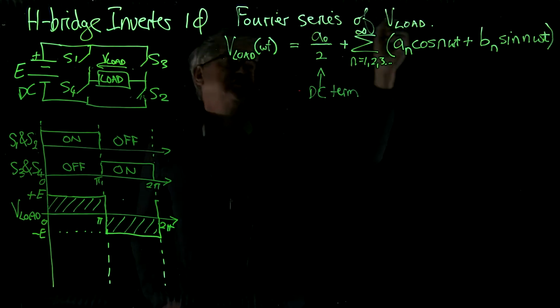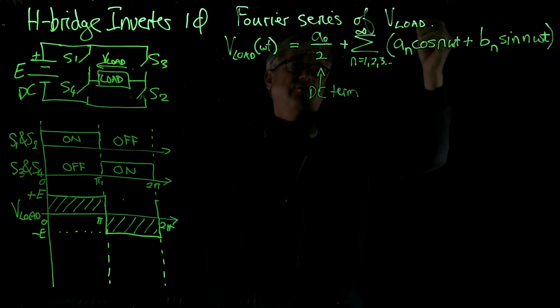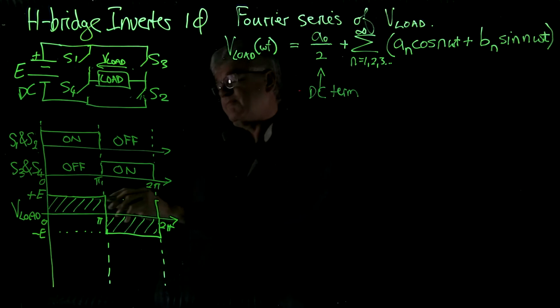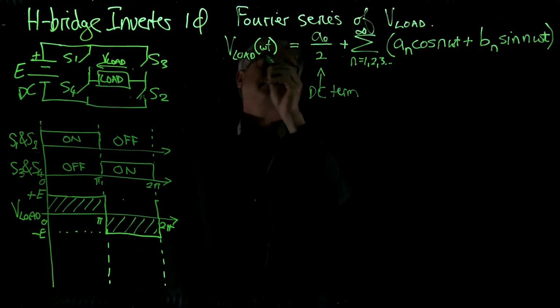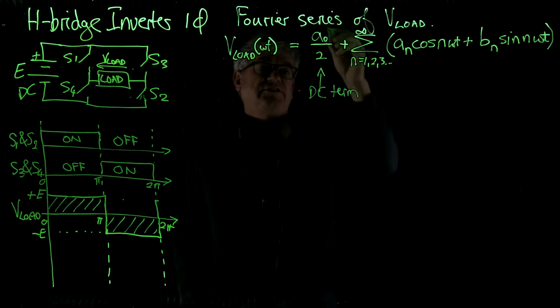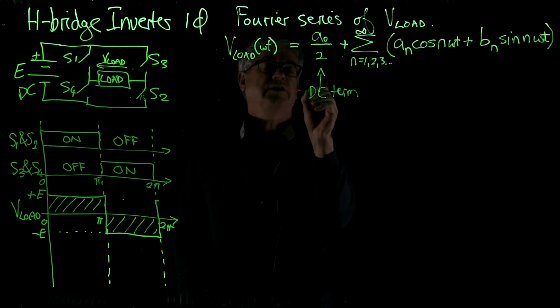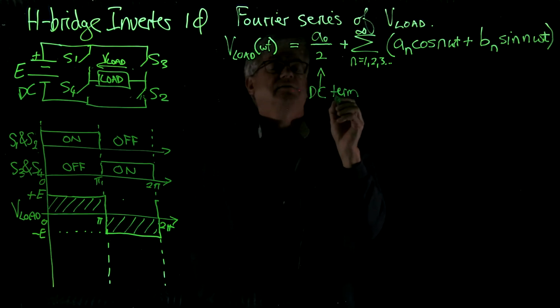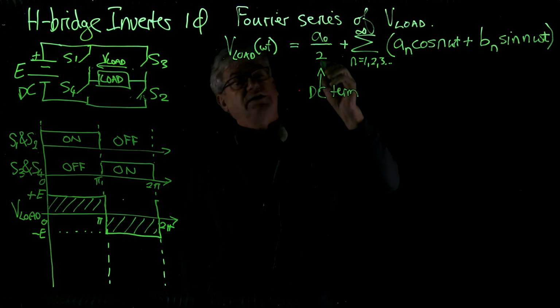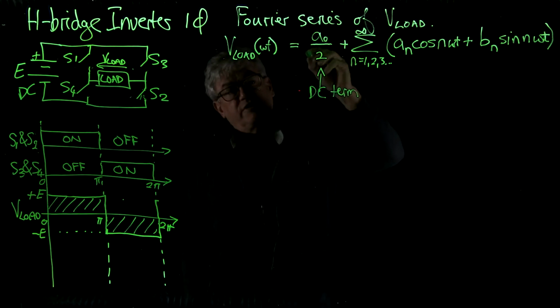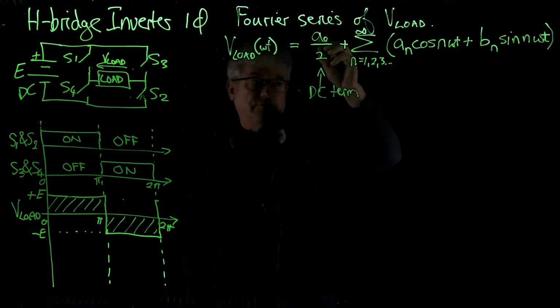Going to the Fourier series of the load to determine the components of the square wave, we have the DC term here in the first term, and the only people that call this the DC term are electrical engineering practitioners. And I have just shown to you that this DC term here is 0.